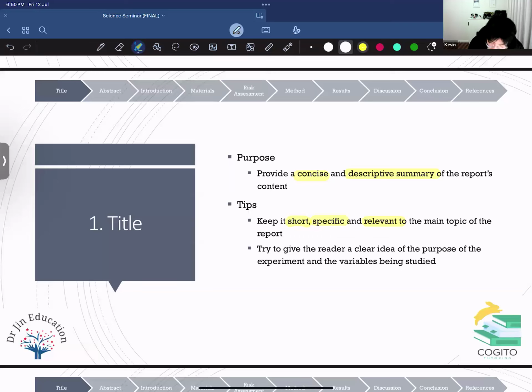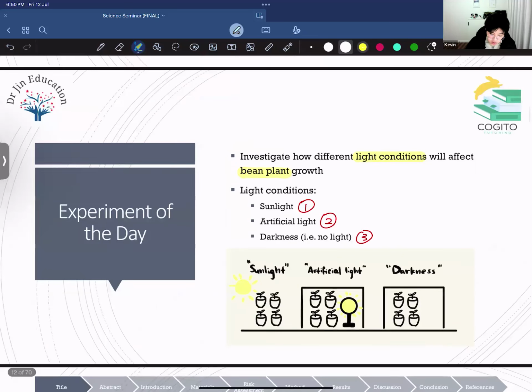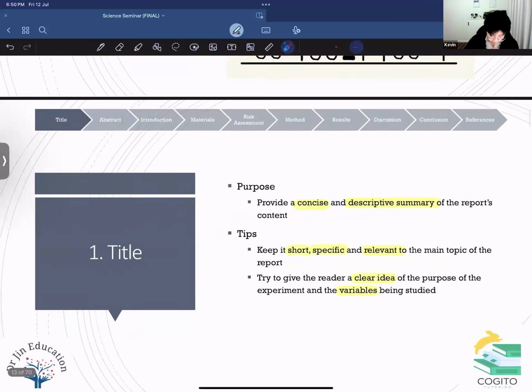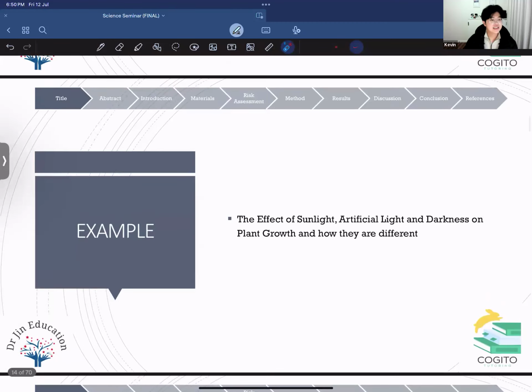Now, try to give the reader a clear idea of the purpose of the experiment and the variables being studied. I'll talk a bit about the variables later on, but if I go back up here, you would see the variables. In this case, it's going to be the different light conditions and the bean plant growth. Now, have a look at this example.